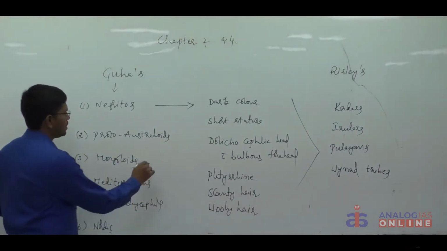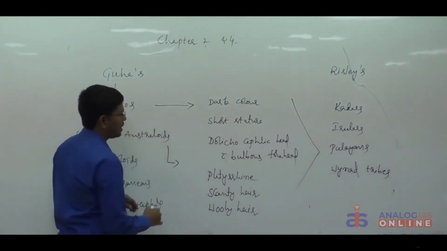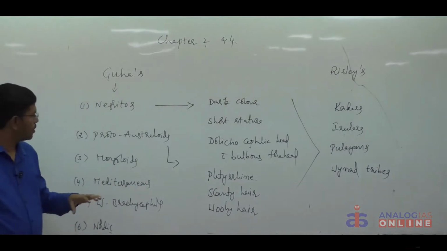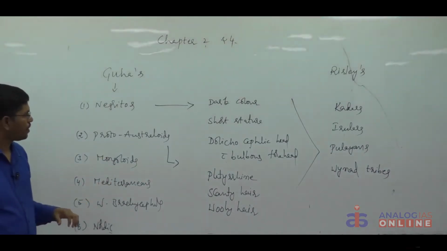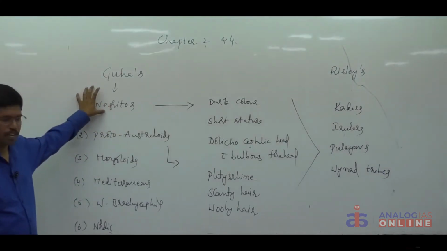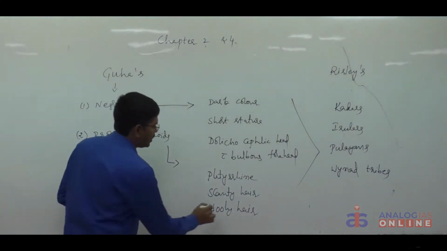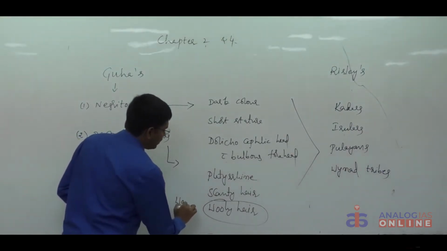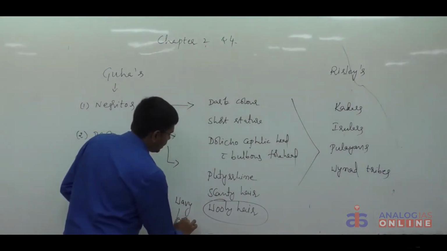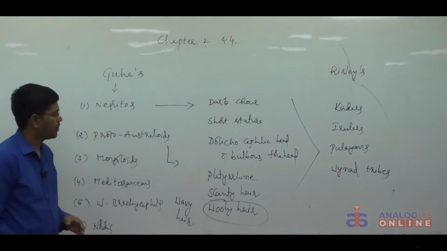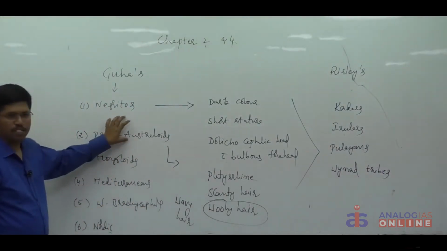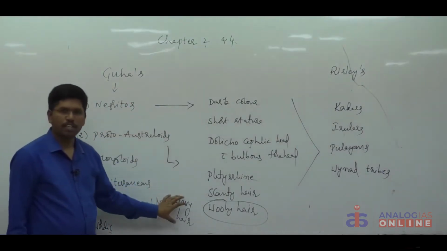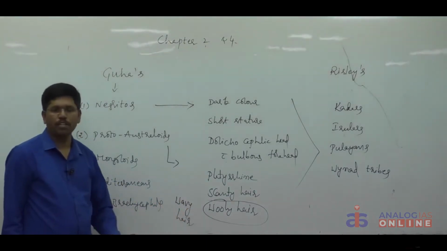Now, let us discuss the second racial element, that means the proto-australoids. Proto-australoids also have the same characteristics as that of negritos. The only difference is hair. The proto-australoids have wavy hair instead of woolly hair. If you remember this point, that is sufficient.